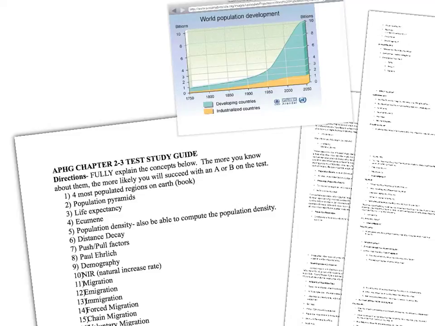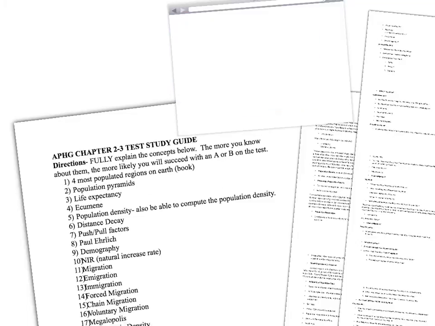Human Geography, Chapter 2 and 3, Test Study Guide. This is a Population and Migration unit. You guys have a test coming up pretty soon, so let me talk about some of the key elements you guys have on your test. As you can see, this is the study guide.